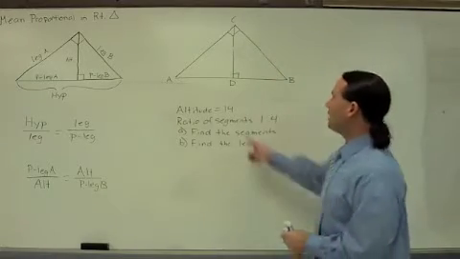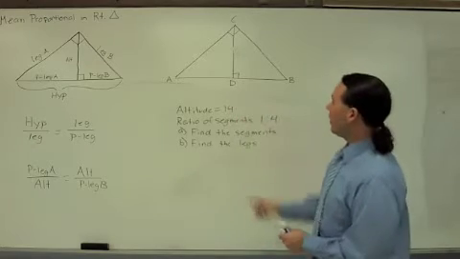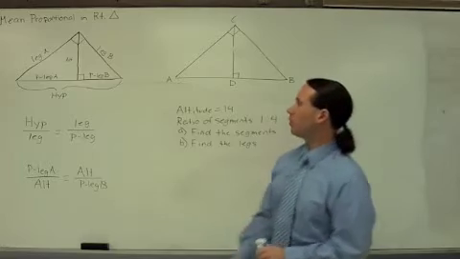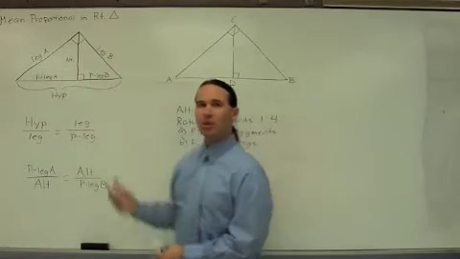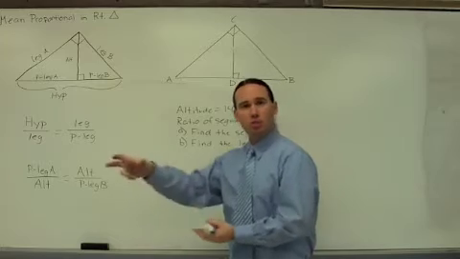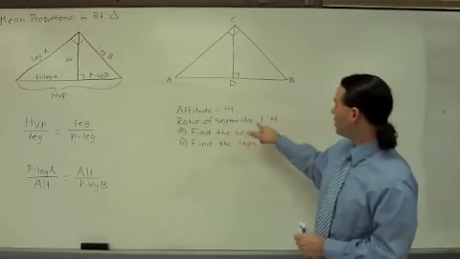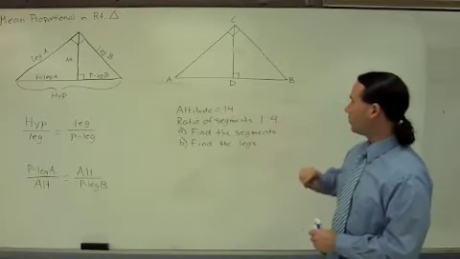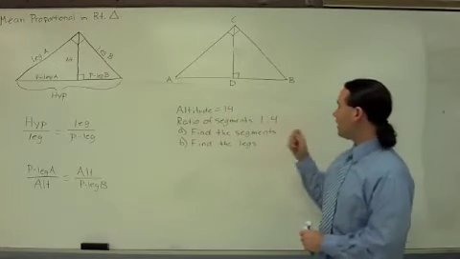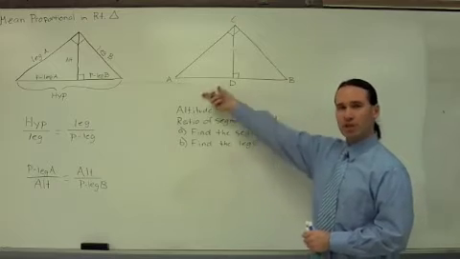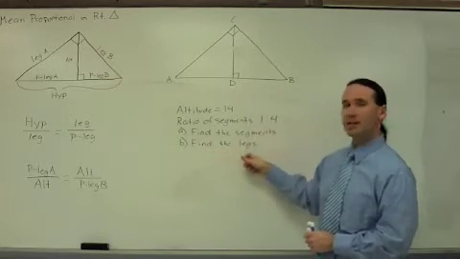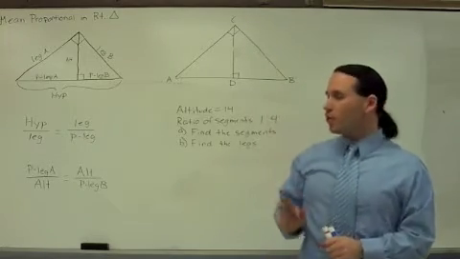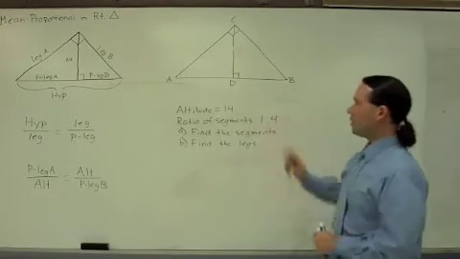In this problem, we're told that the altitude is 14, that the ratio of the segments, remember, segments is another way to refer to these projections, right? Because the altitude splits the hypotenuse into two segments. So the ratio of the segments, which means our two projections, is 1 to 4. This is two-part. We have to find the segments, the two projections, and then we have to find the legs, AC and CB. So this is going to take a little bit of work. We'll start with part A, find the segments.